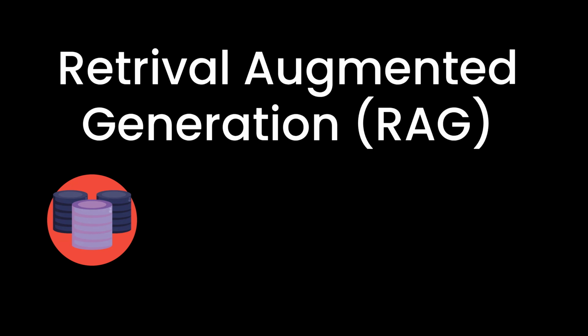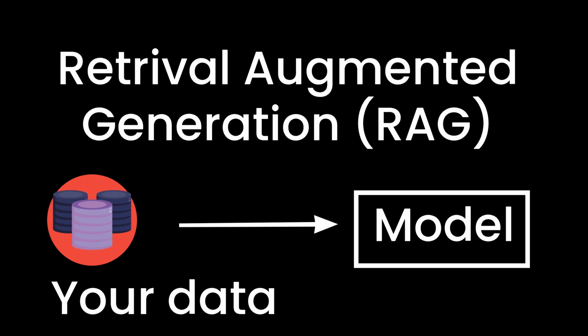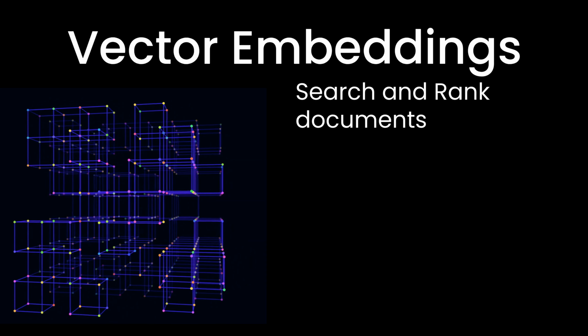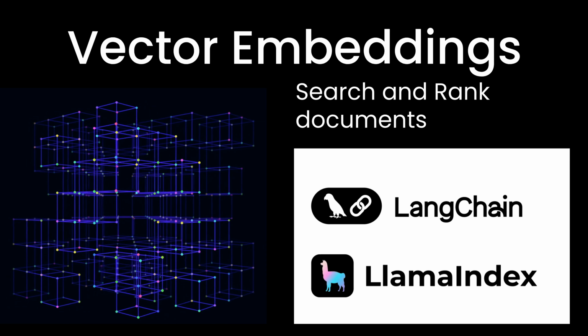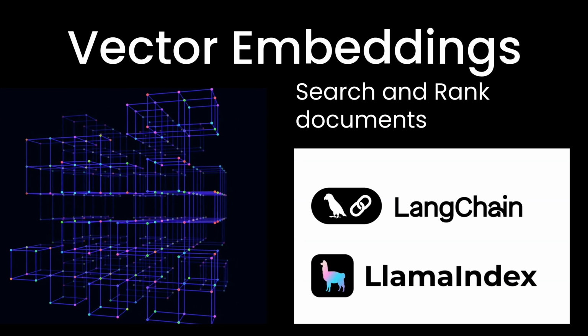Next, explore RAG, also known as Retrieval Augmented Generation Framework. Learn how to bring your own data into a model without retraining it. That means understanding vector embeddings, how to search and rank documents, and how tools like LangChain or LlamaIndex connect structured knowledge to unstructured language.